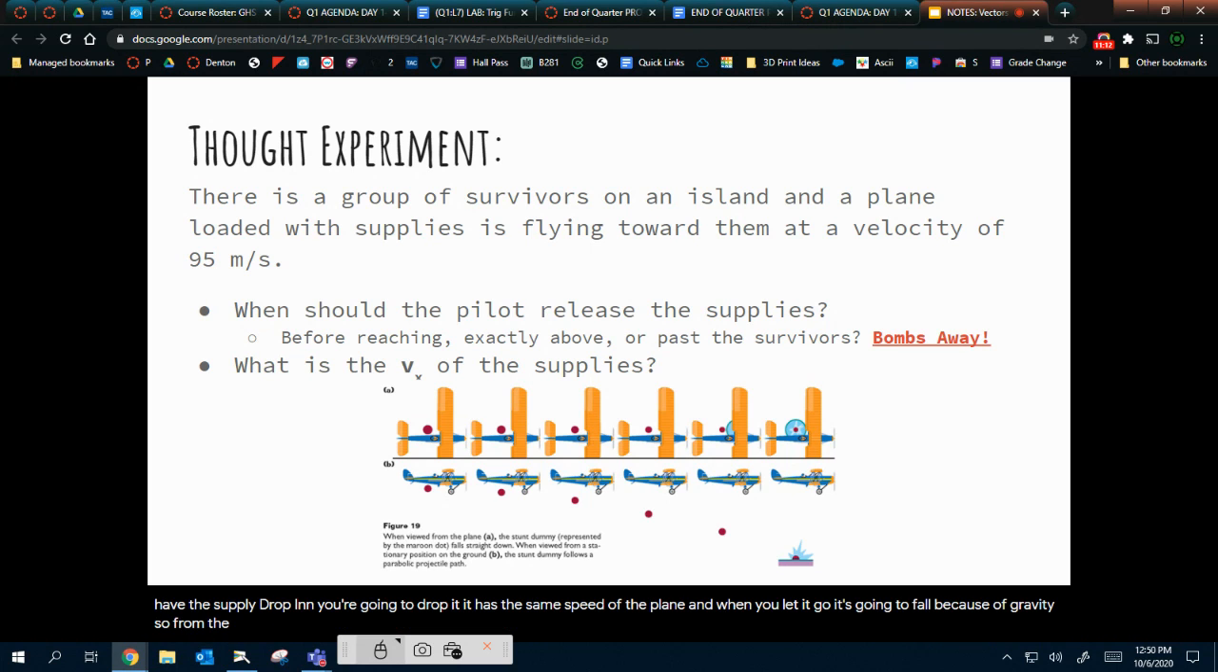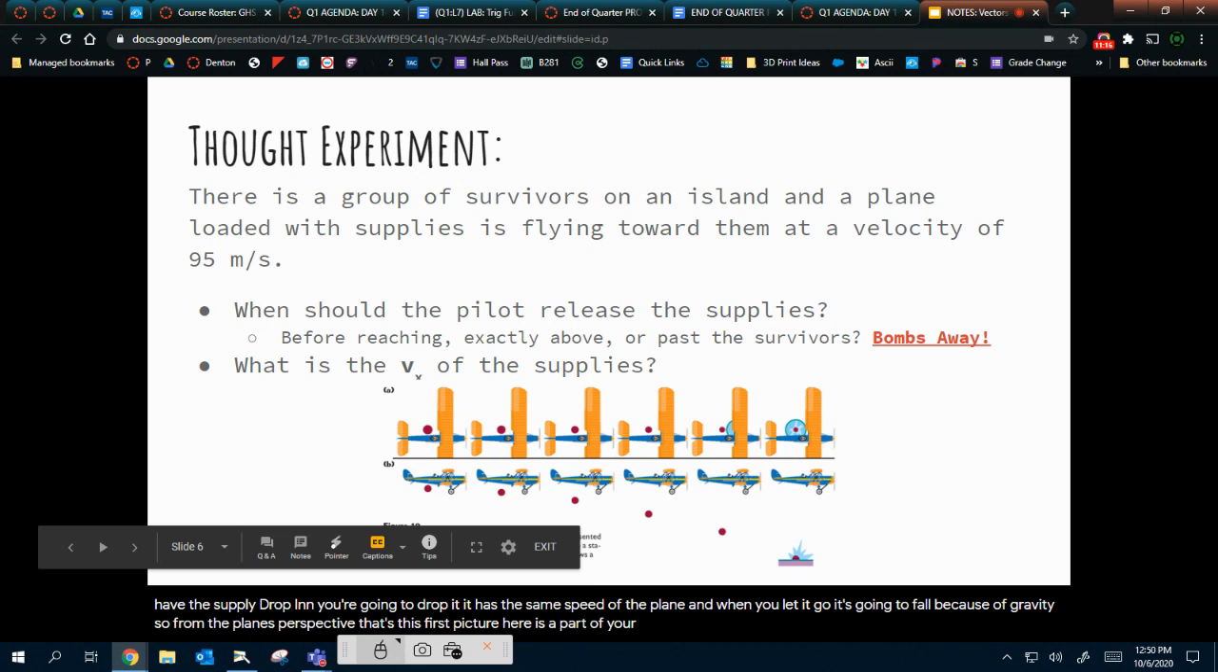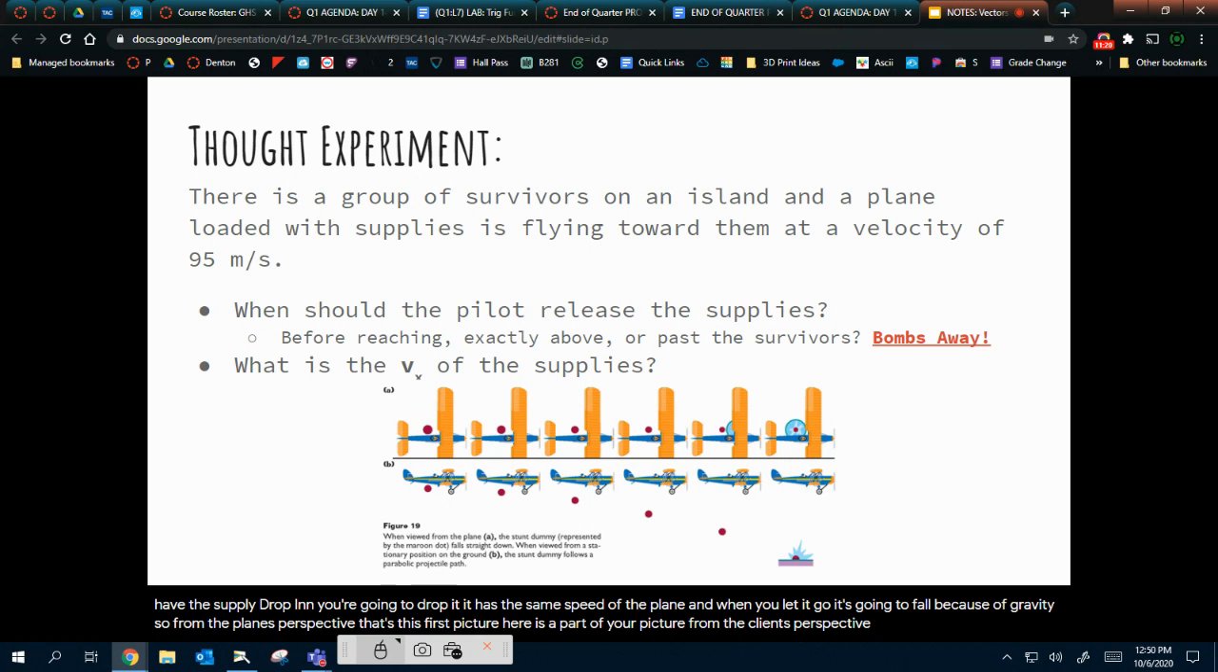So from the plane's perspective, that's this first picture here, this A part of your picture. From the plane's perspective, the crate gets smaller, it's just falling down, but it stays right with the plane. If you look at the side shot here, part B, you can see that it falls down, but it's also going forward with the plane because it has that same velocity. Because again, your horizontal component is independent of your vertical component.